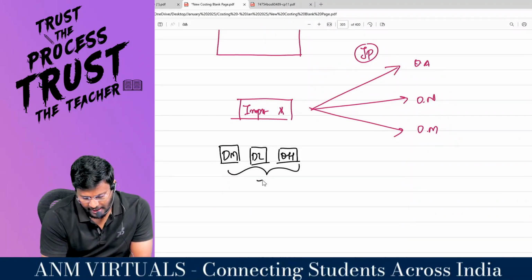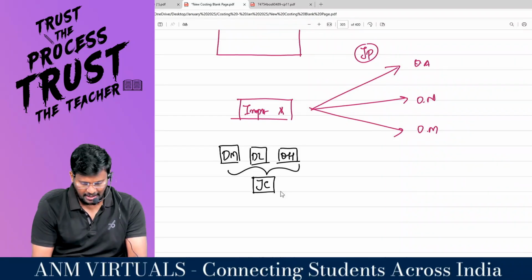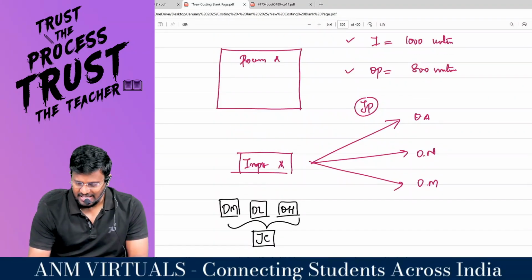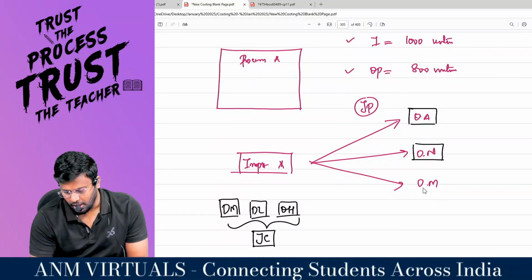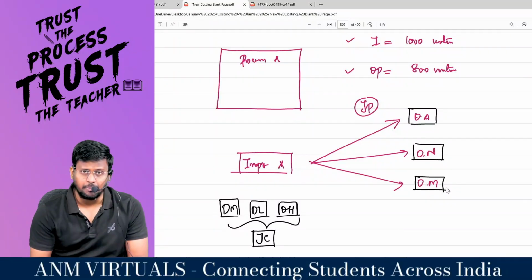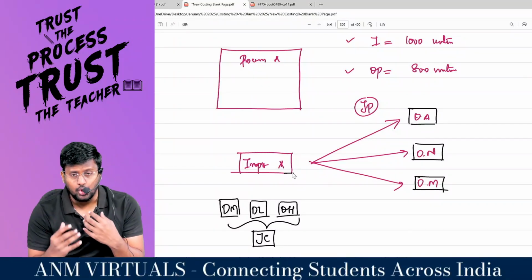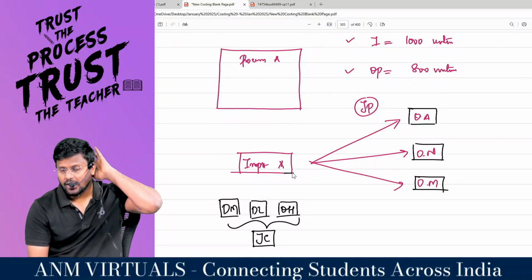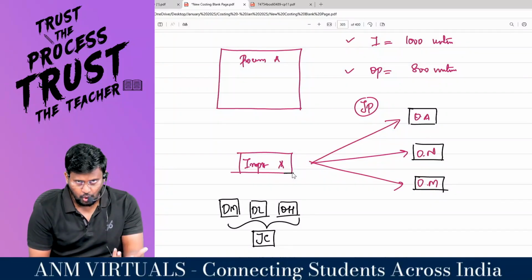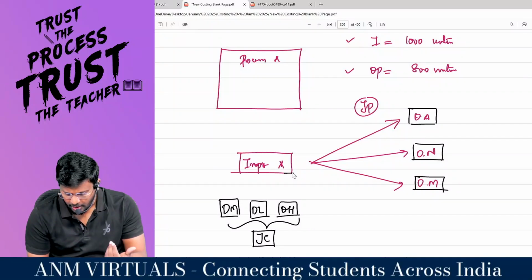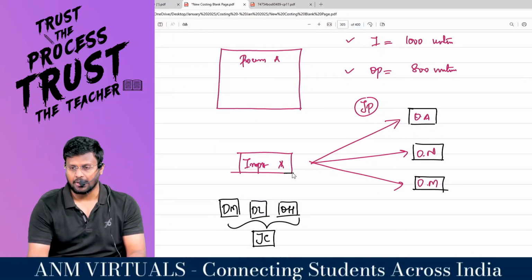This is called joint cost. This joint cost has been incurred for output A, for output N, and for output M. So I have to apportion the joint cost among all the three outputs in some ratio or proportion. That is what this chapter is all about.